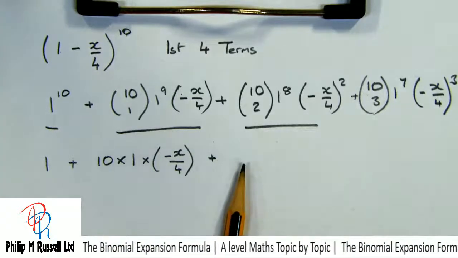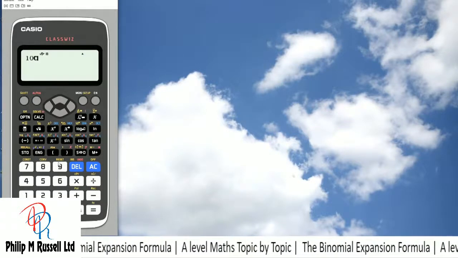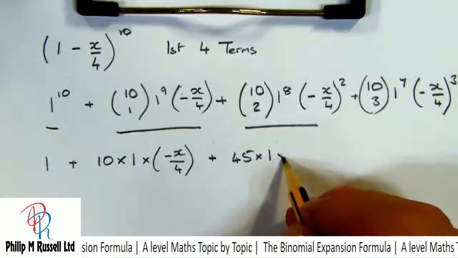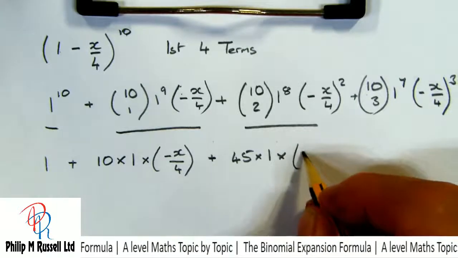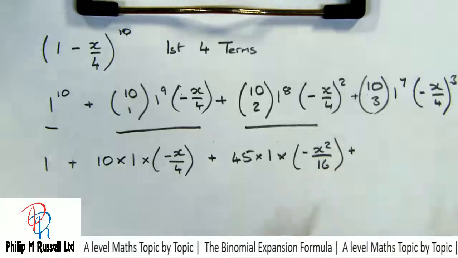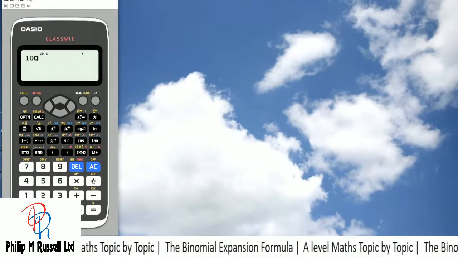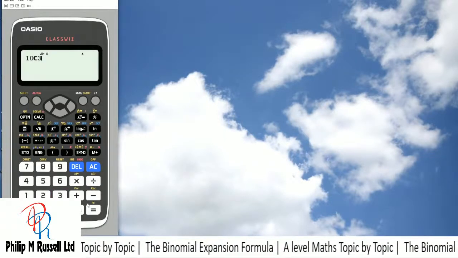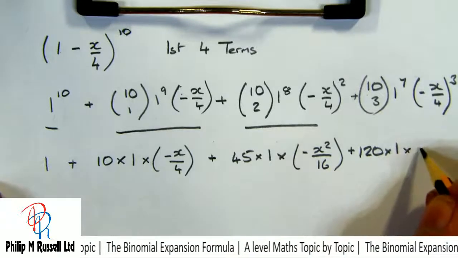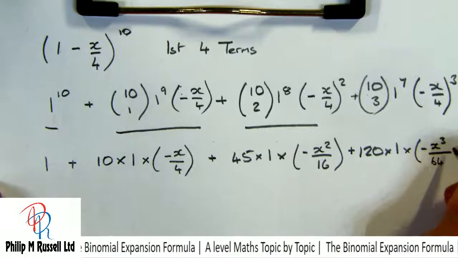plus this one's a little bit more difficult to work out, so we'll work out here it's 10 nCr 2, and that gives me 45 times 1 times, this is going to be minus x squared over 16, plus here we're going to work out our last one, our nCr, so it's going to be 10 nCr, and this time it's going to be 3, gives me 120 times 1 times minus x cubed, and we've got 4 cubed, which is going to give me 64.